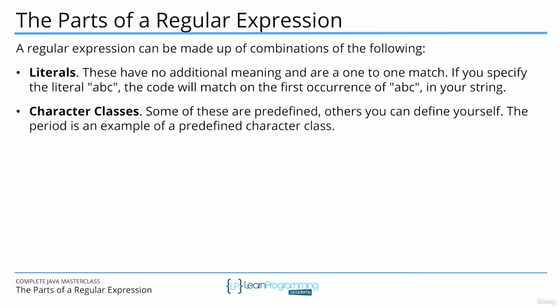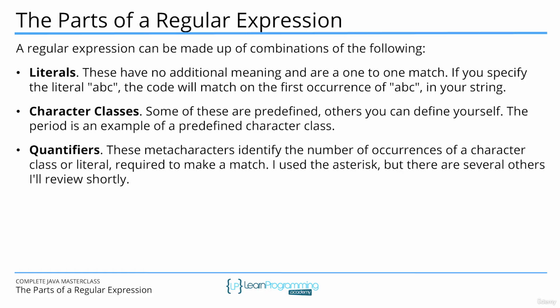Character classes. Some of these are predefined, others you can define yourself. The period is an example of a predefined character class. Quantifiers. These meta characters identify the number of occurrences of a character class or literal required to make a match. In the example from the last video, I used the asterisk, but there are several others I'll review shortly.